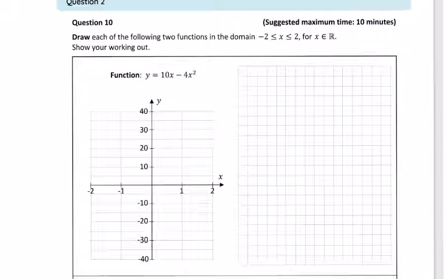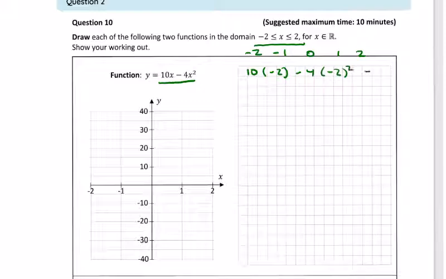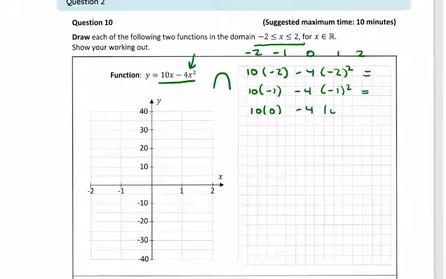So now we're asked to draw a sketch of each of the following functions. So it actually says draw each of the following functions in the domain. So we have 5 values for x: -2, -1, 0, 1 and 2. We're going to put these values into the function and get an output or a y value. You could use the input output table on your calculator. 10 by -2 minus 4 by -2 squared. I'm just going to write them all out first. 10 by -1 minus 4 by -1 squared. You should know this is going to be an n shape, with the negative x squared will give us an n shape like this. Then we have 10 by 0 minus 4 by 0.